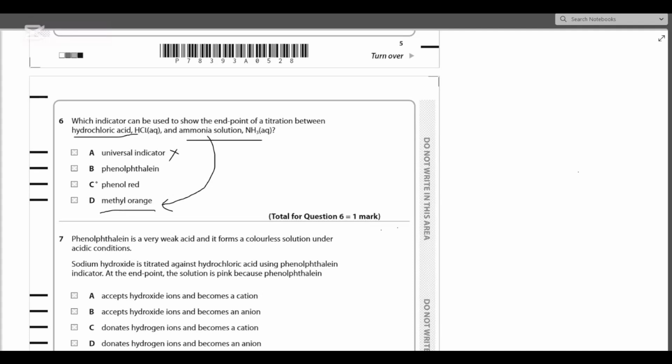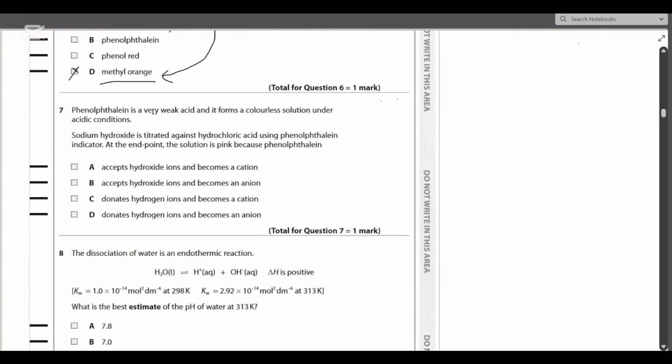So if I talk about the other options, phenolphthalein, phenol red, methyl orange, you can see that phenolphthalein provides the color change within a pH range which falls outside the change in pH at the equivalence point between a strong acid and a weak base. The same can be said for phenol red. So the only answer was D, methyl orange.